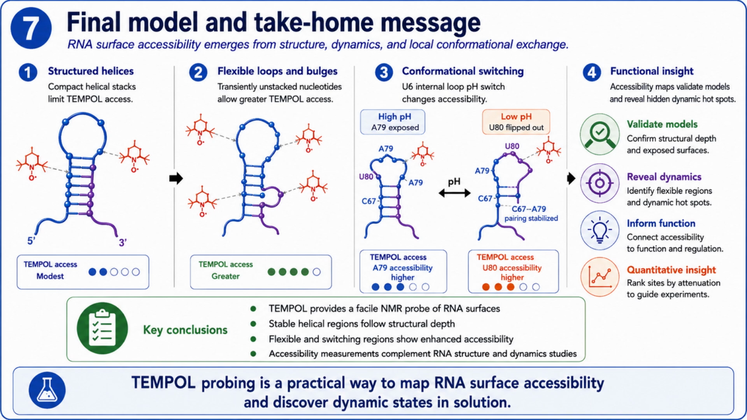The final message is that TEMPOL probing provides a practical NMR readout of RNA surface accessibility. For rigid helices, accessibility follows structure. For flexible loops and switching regions, accessibility reveals dynamics that may be hidden in static or time-averaged models.